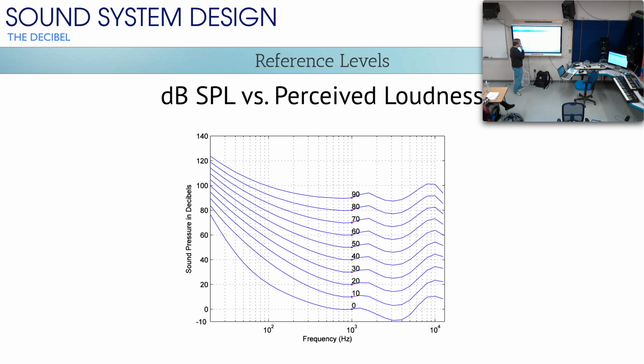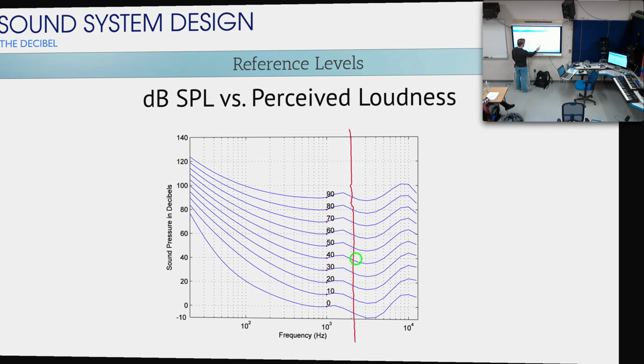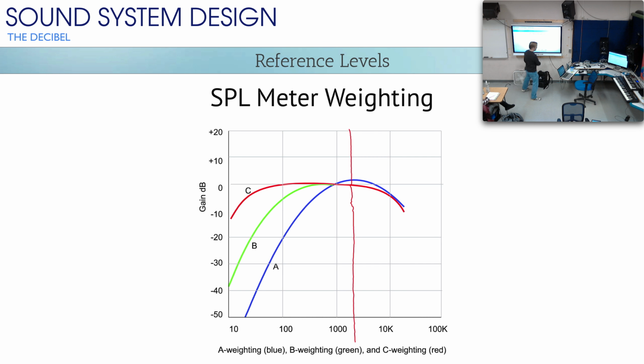What this graph is attempting to show us, and this is, by the way, one of the most widely misunderstood graphs in all of sound, so I will attempt to demystify it for you. It uses a reference point, which is here, 1 kilohertz. And it says for a given pressure level, so for example, let's say, whoops, come back. There we go.